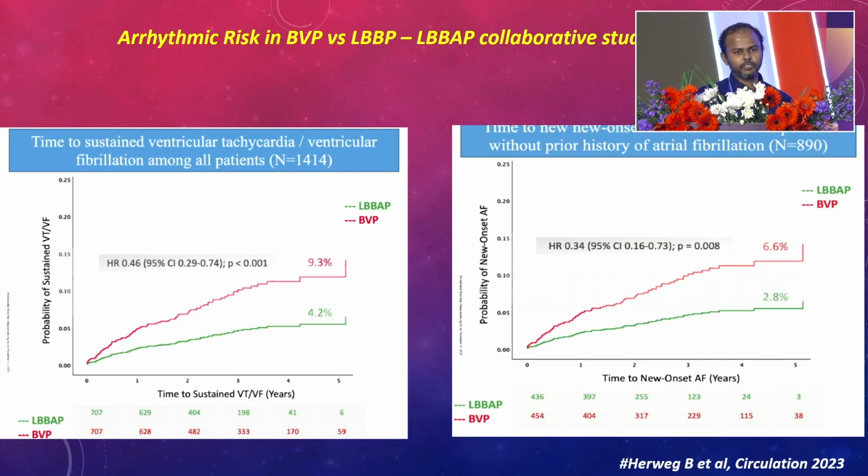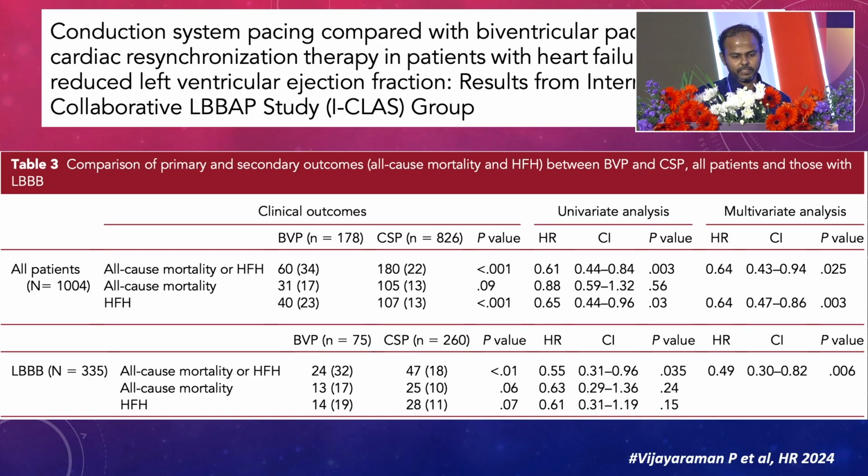Not only in terms of reducing the heart failure hospitalization, but also the arrhythmia burden significantly comes down in patients who are getting a conduction system pacing lead. It's not a big surprise because if you are activating the normal cardiac conduction system, because of its superior electrical resynchronization, not only the atrial arrhythmias, but also the ventricular arrhythmia burden significantly comes down when you are going to give a conduction system pacing lead.